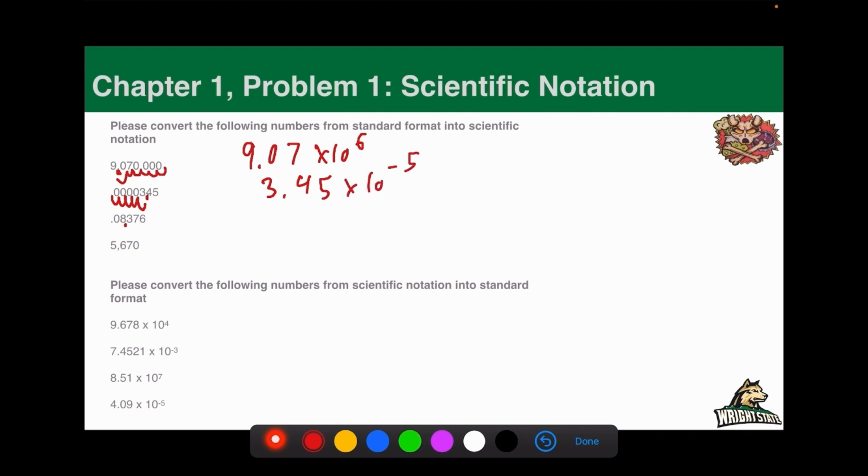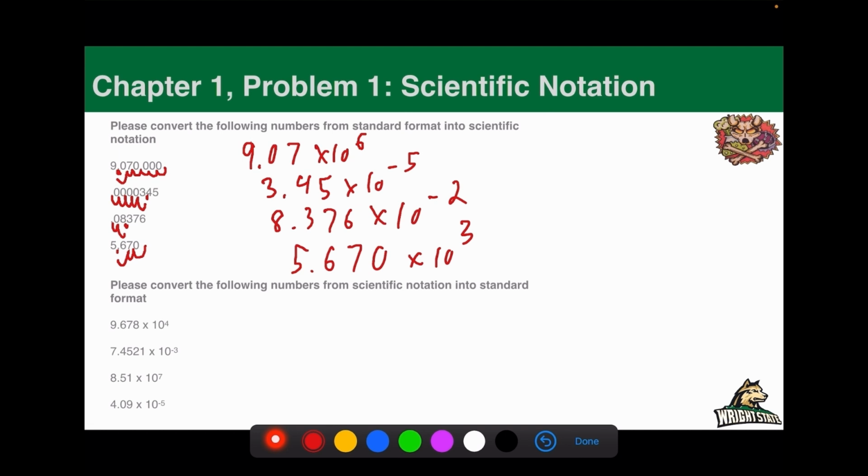Here, I'm going to move it between the 8 and the 3. That's 1, 2. It's 8.376 times 10, I moved it twice, and it's small, to the negative 2. Here, move between the 5 and the 7. 1, 2, 3. That's going to be 5.670 times 10, it's a big number, to the positive third. Okay? Likewise, we can work backwards from scientific notation to standard format.